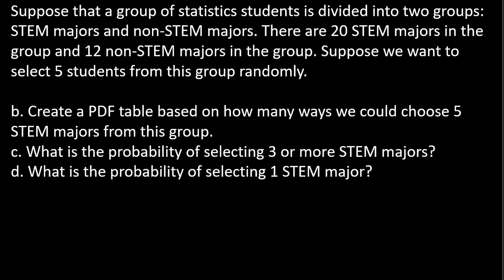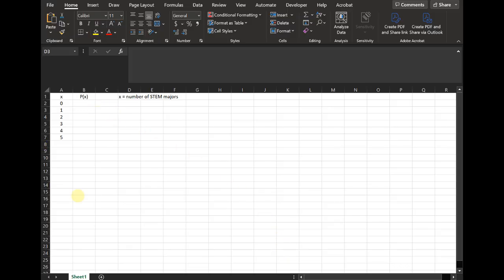Okay, now that we've talked about that, what we want to do is make a PDF table based on how many ways we could choose 5 STEM majors from this group. So we're going to need Excel, and once we set up a table, we should be able to answer these other two questions pretty easily. Now, I set up my own Excel workbook. Typically, I have an Excel workbook that I share with everybody, but I actually want you to be able to create this from scratch. And so I just want you to notice what things I've already set up.